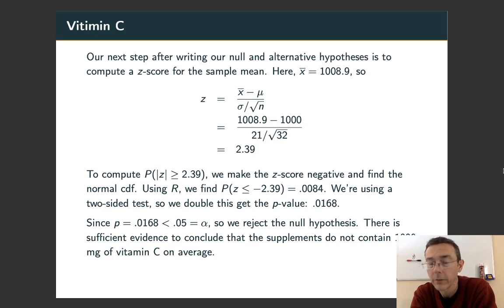Since this p-value is less than the alpha we set of 0.05, we have sufficient evidence to reject the null hypothesis and accept the alternative hypothesis. We conclude that the supplements do not, in fact, contain 1,000 milligrams of vitamin C on average.